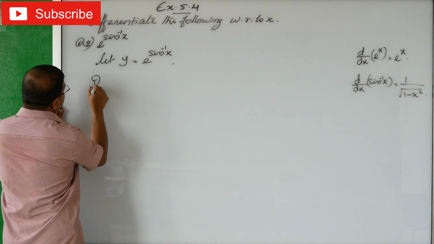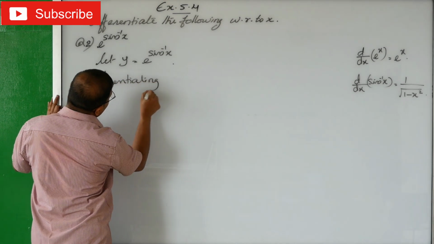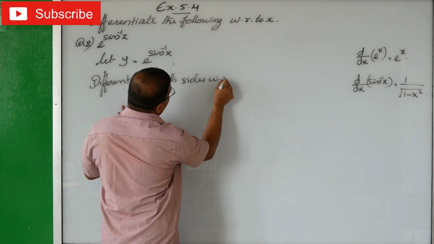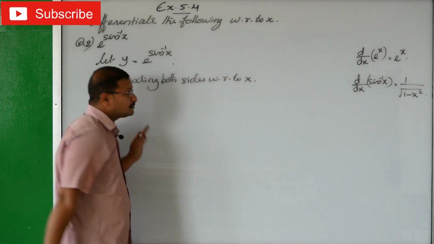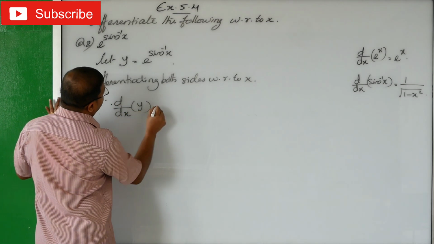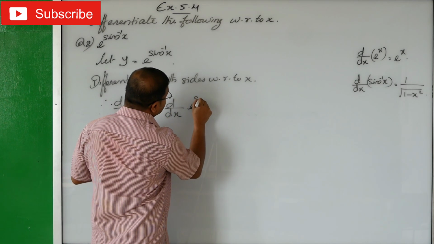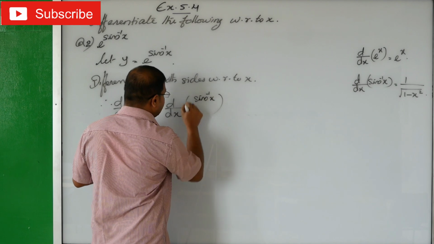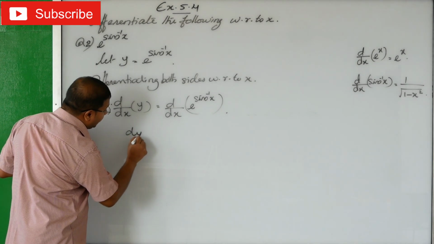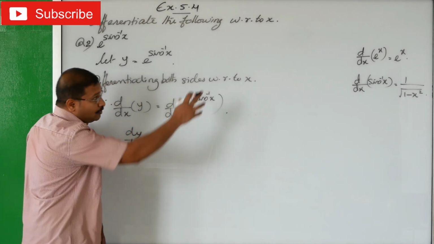After that, differentiating both sides with respect to x. Therefore, derivative of y equals derivative of e raised to sin inverse x. Now, derivative of y means what you will write? dy by dx equals derivative of e raised to x. We know that it is e raised to x.